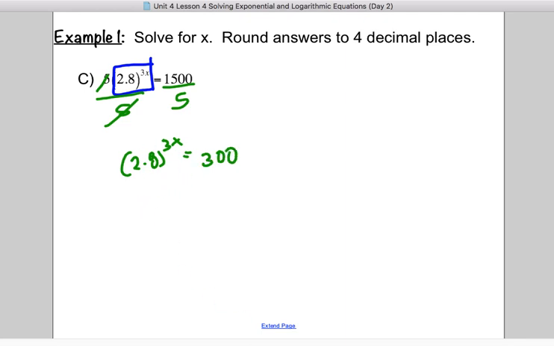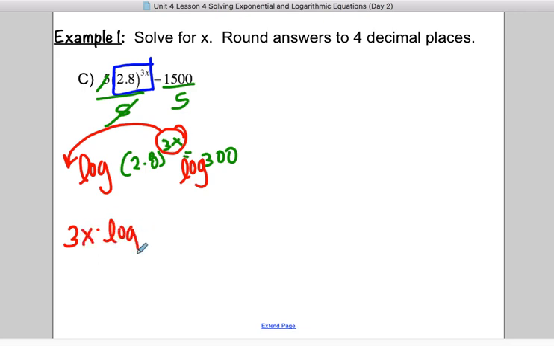Now that it's by itself, I can log both sides. So I'm going to go ahead and log both sides. We like logs because it allows us to take what's up in the exponent and bring it down in front. So remember, you're putting it in front of the log. So I really have 3x log of 2.8 equals log of 300.